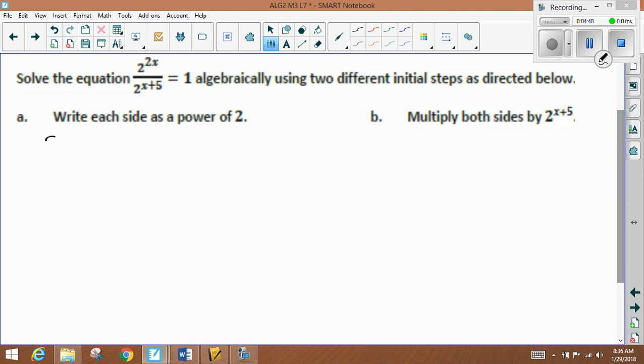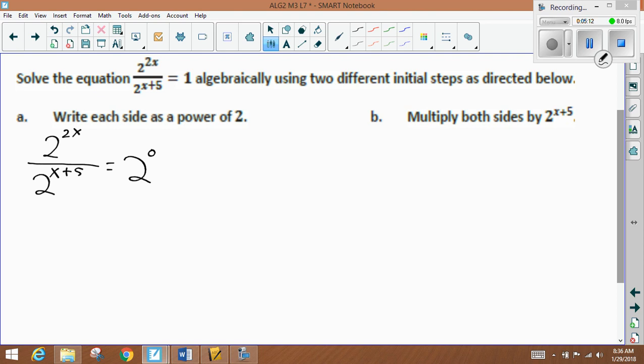So the first thing I want to do is I want to write this. So I'm going to solve it 2 ways. I love the idea of taking 2 approaches to the same problem. So the first approach we're going to use is we're going to write these with the same base. And then I'm going to use properties of exponents to solve.